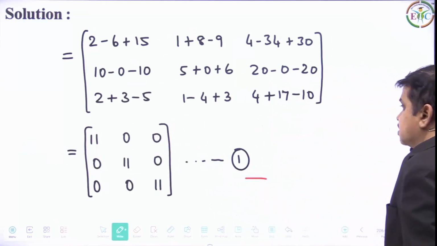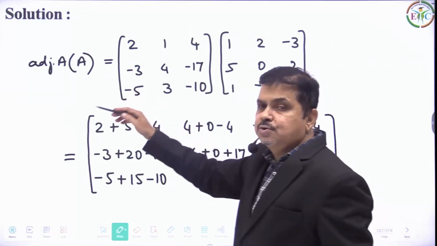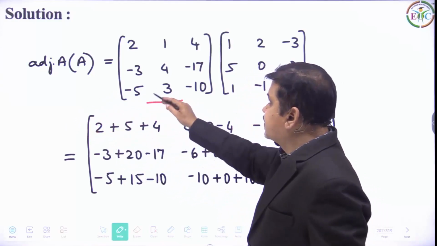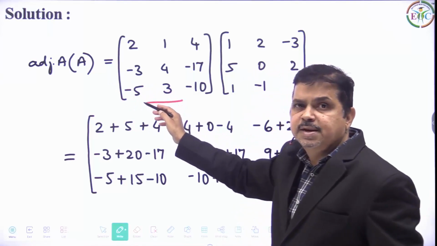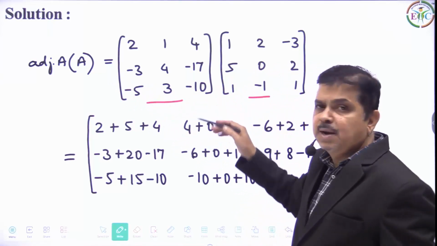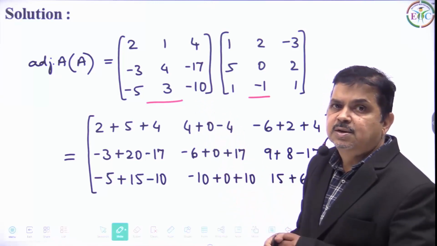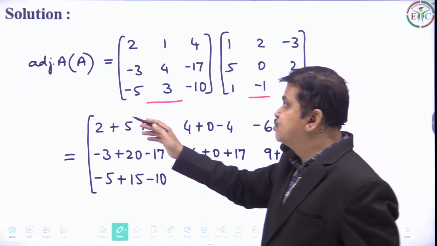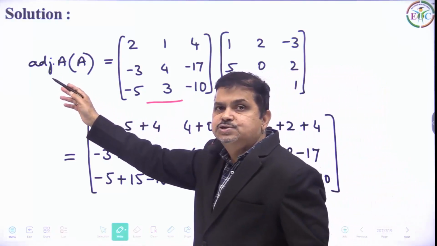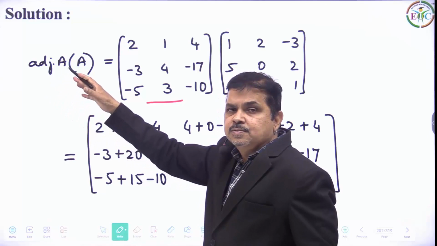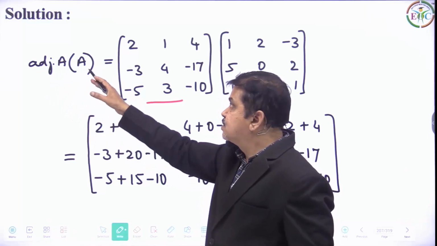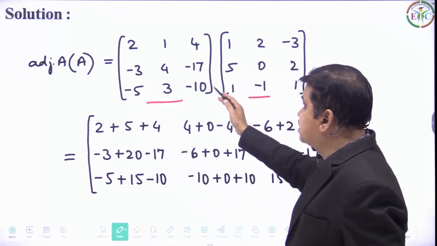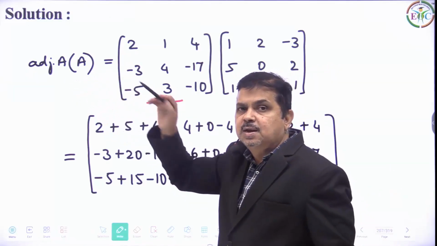So next we will find out adjoint A into A. So for this you first write the adjoint A matrix and then you write down the A matrix, because this will give you a different solution. So we have to write it in this form only. Because you have to write down adjoint A in the first place, then you write down the matrix A. So now you perform the matrix multiplication between the adjoint A and the matrix A.